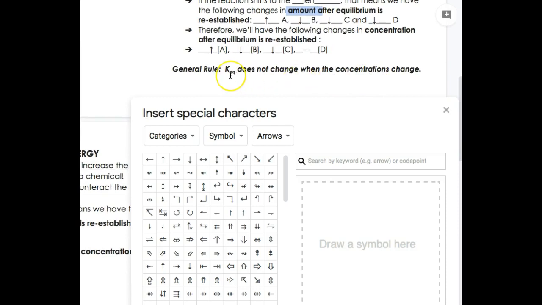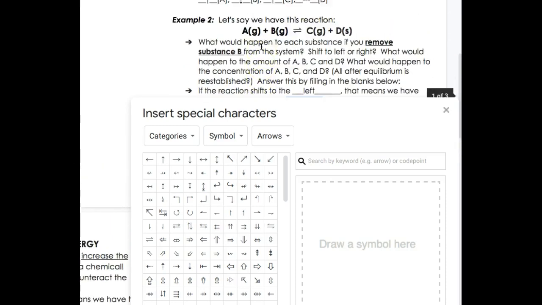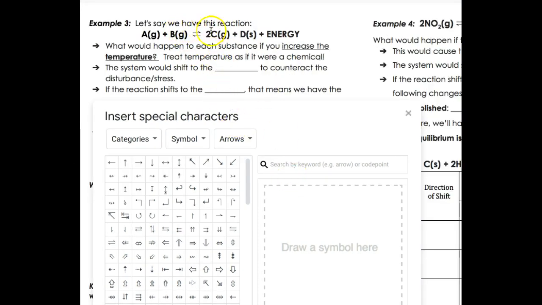There's a rule here that you need to remember. Anytime we change the amounts, let's say we have this reaction. We have A, it's a gas. We have B, it's another gas. And it's producing 2 moles of C, and it's a gas. And you're producing D, which is a solid, and you're producing energy. So it says, what would happen to each substance if you increase the temperature?